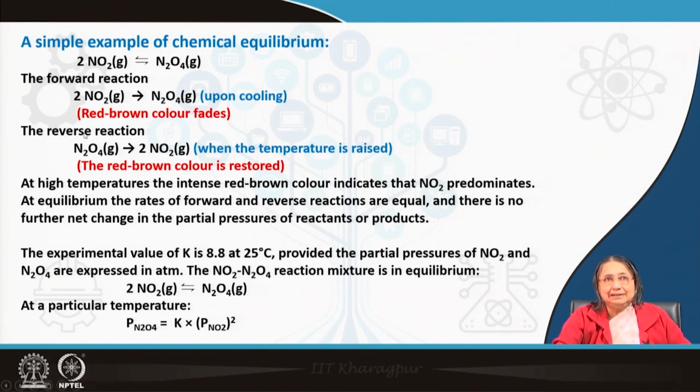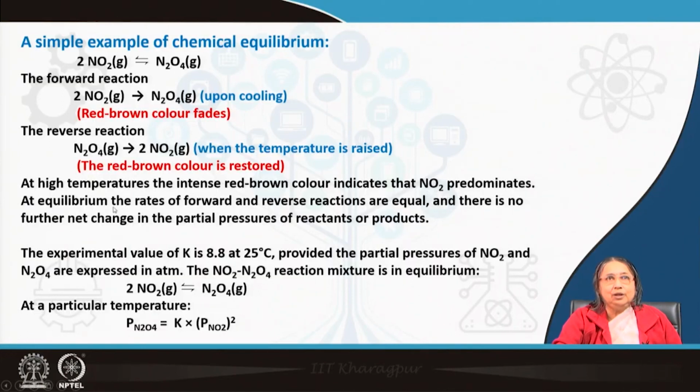And the reverse reaction, that means N2O4 goes to NO2 when the temperature is raised. Here you see that there is no color, and then it goes to NO2, and so the red brown color is restored. You can visualize it, because the two different species have two different colors, when you do it in a closed vessel and properly maintain the temperature. At high temperatures, the intense red brown color indicates that NO2 predominates.